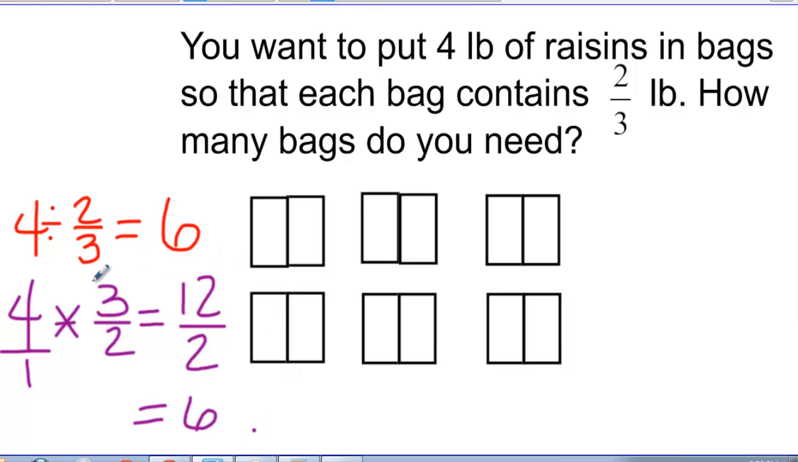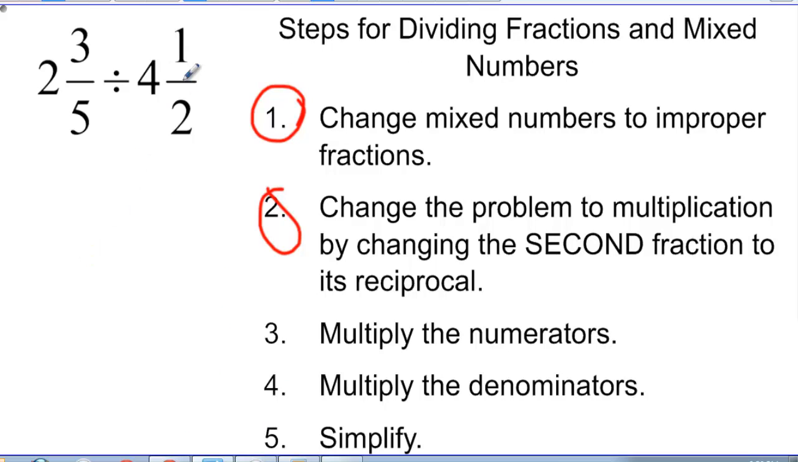So let's see how that would work here with these two mixed numbers. Now notice, I'm taking 2 3/5 and I'm dividing that by 4.5. So I'm taking a number that's smaller and dividing it by a number that's bigger. And so I know that I'm going to get a number less than 1 when I do this. So let's go through my steps and see what that would look like.